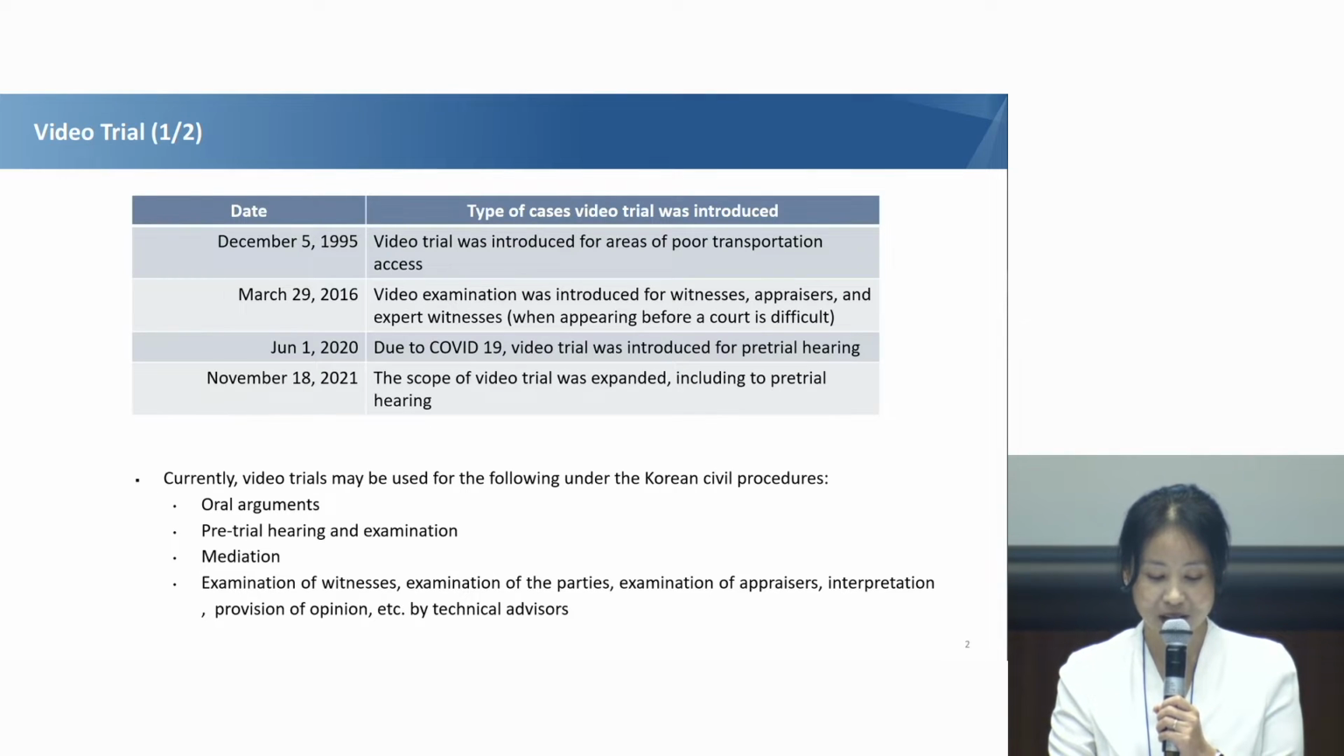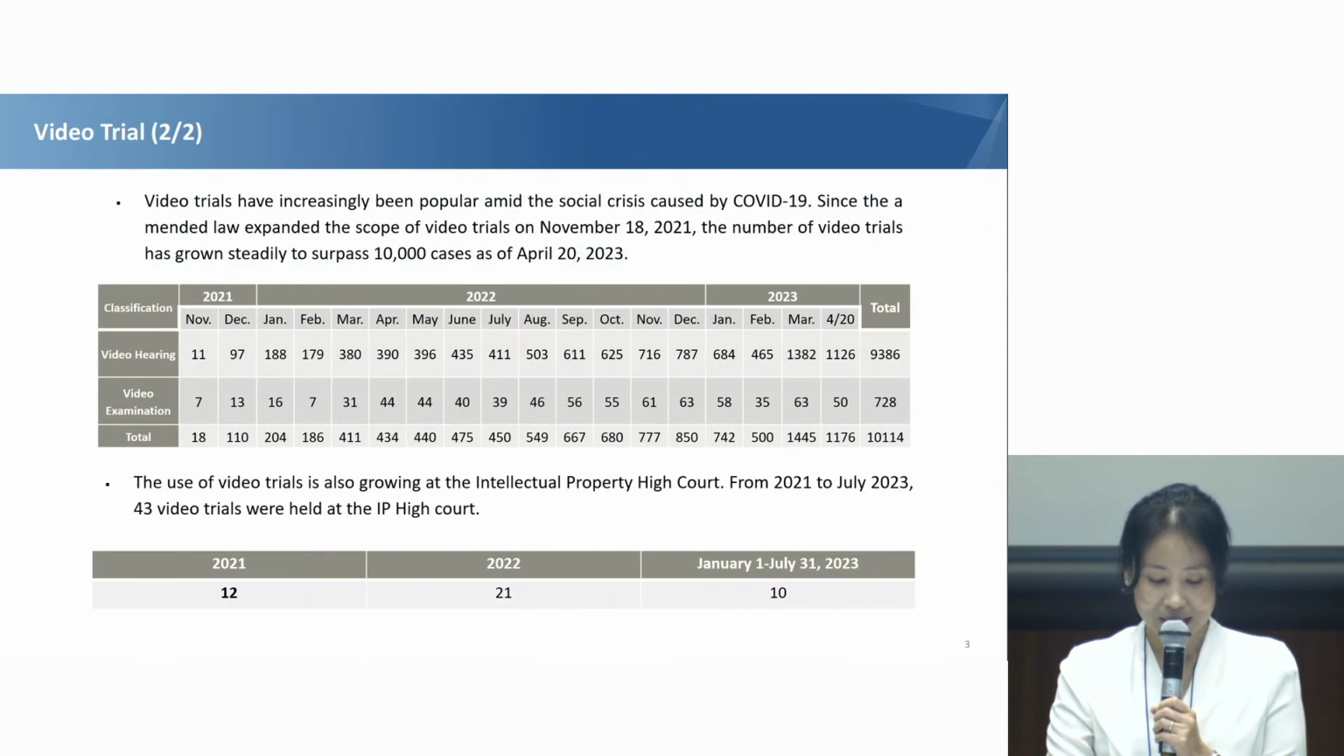Currently, video trials are used for oral arguments, pre-trial hearings, examination, mediation, witness examination, and so on. Since COVID-19, video trials have become increasingly popular. From November 2021 to April 2023, over 10,000 cases were conducted via video trial.